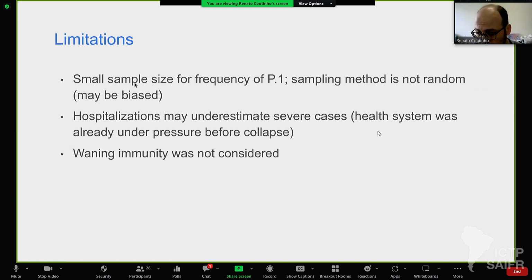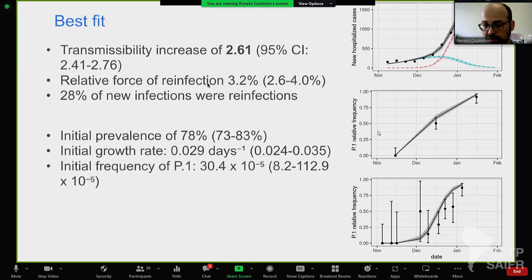So some of the limitations are this, right? I already thought about this. We have a large error bar for some of the data from frequency of P1, that is these large error bars over here, right? So this makes life a little bit harder, okay? Because you see that the size of this error bar is from 0 to 50%, right? So this is really, really tough, right?